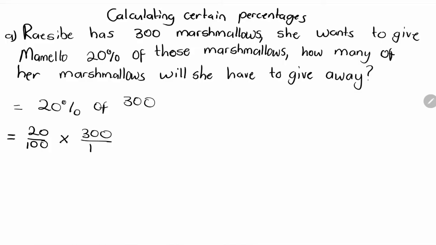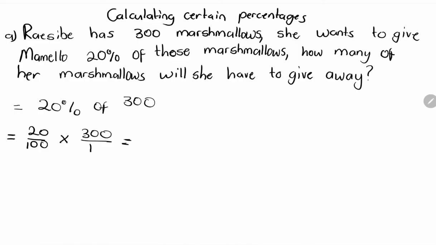The reason why we give it a denominator of 1 is because we don't want to change its value, because 300 divided by 1 remains 300. So we don't want to change the value of our lovely, beautiful, soft marshmallows. Now that you've rewritten your question in such a way that you can calculate easily, you have to go 20 over 100, or 20 100ths, multiplied by 300 over 1, or 300 units, right?